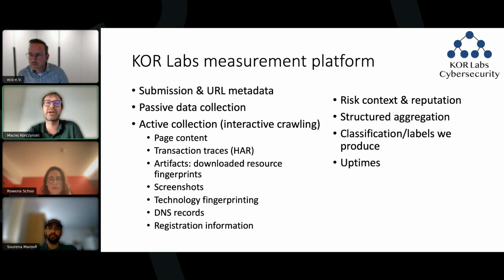We get the registration information. Based on all this data, we also give some risk context and reputation. We also perform certain classifications. And finally, we also measure uptimes. How we define uptimes sometimes changes from one research study to another, but generally it is the time between the URL being blacklisted, let's say by the Anti-Phishing Working Group, and when it is mitigated at the DNS level, mainly at the authoritative name servers, or the website or hosting account is suspended.